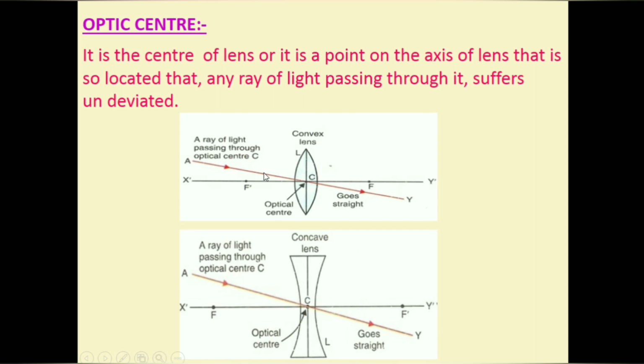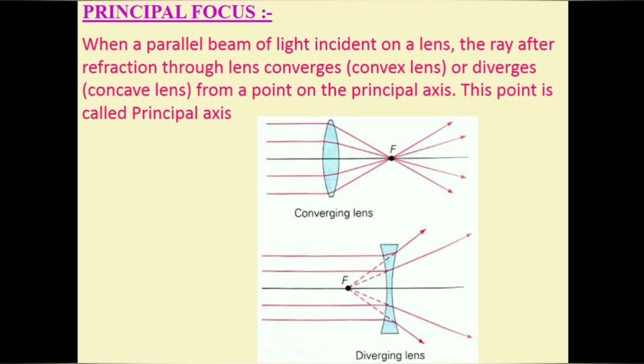When the light is passing through this optic center, then it goes in a straight line. That means this ray of light suffers undeviation. This is optic center. Instead of a pole, we have to consider optic center. Then, next point, principal focus. About principal focus, we already studied in spherical mirror and spherical surface. Now, the same phenomenon we can use in lenses.